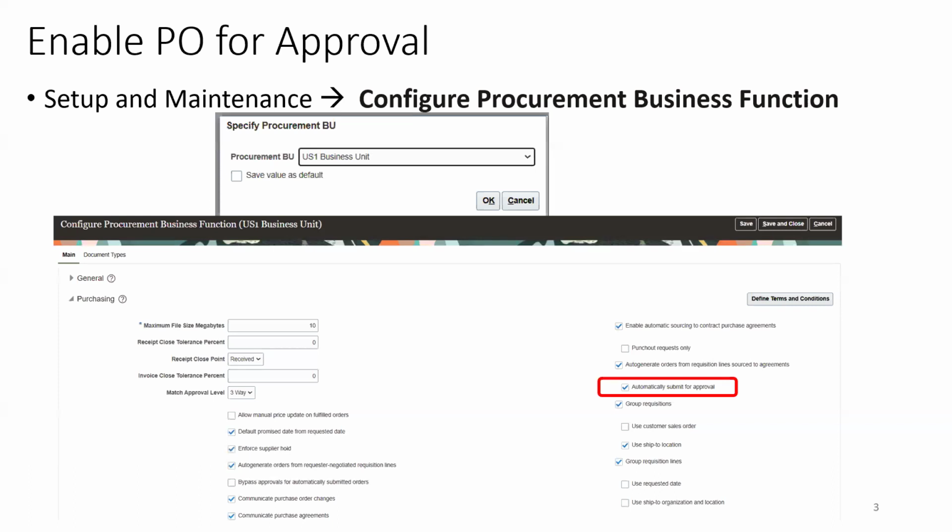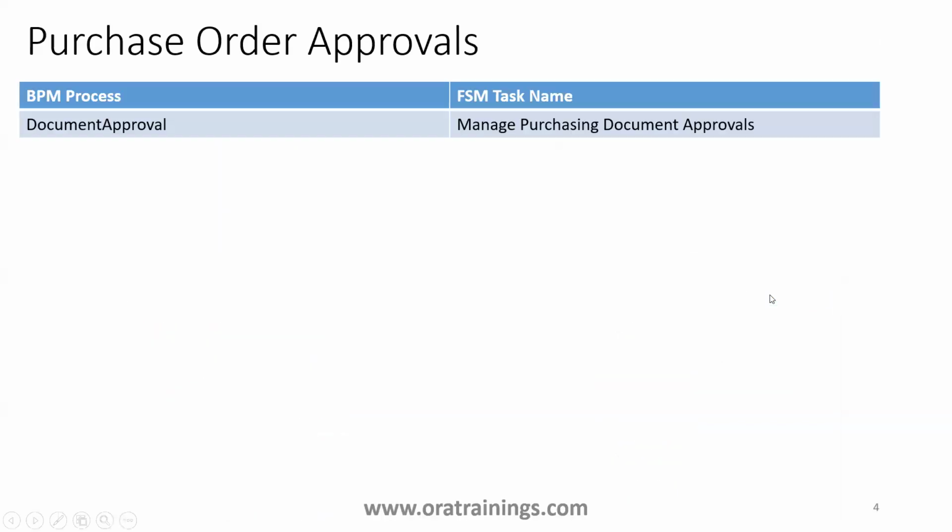So the first thing is how do you enable PO for approval? You can just navigate to the task called Configure Procurement Business Function for your specific business unit and make sure that you select Automatically Submit for Approval. And once that is done, what is the way to configure an approval?